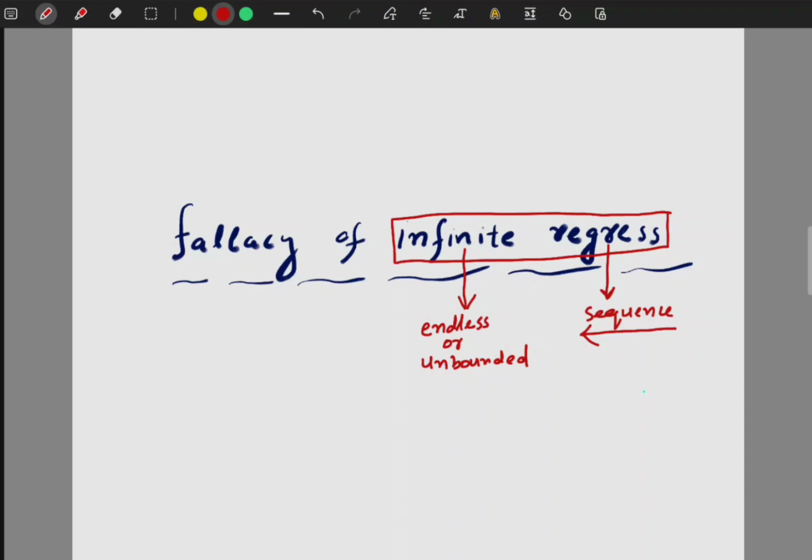Remember that in this context, infinite does not mean a big number, or a particular number which has a high value. Infinite simply here means endless or unbounded. Let me take an example to explain the infinite regress.